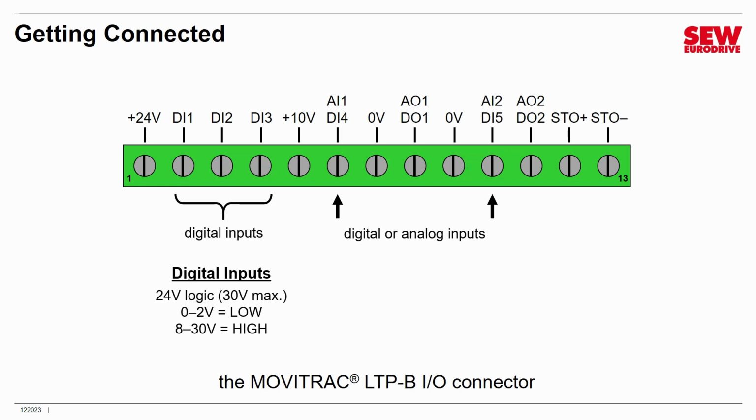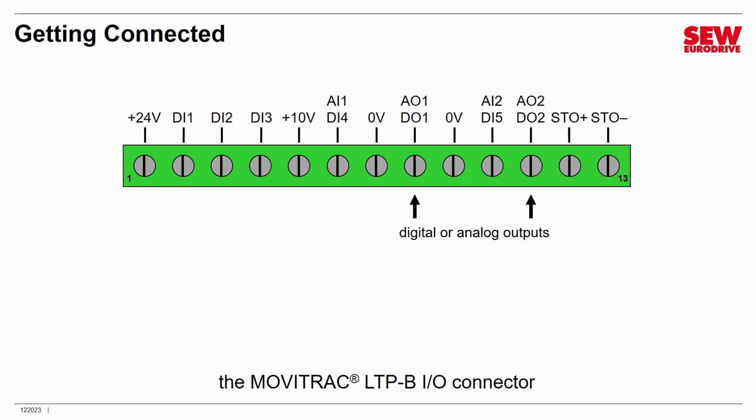If you configure them as digital inputs, then they behave just like digital input 1, 2, and 3. But if you configure them as analog inputs, then they will expect a variable voltage or a variable current coming into them. Here are their electrical specifications when they're functioning as analog inputs. They can accept between 0 and 10 volts when operating in voltage mode, or 0 to 20 milliamps or 4 to 20 milliamps when operating in current mode.